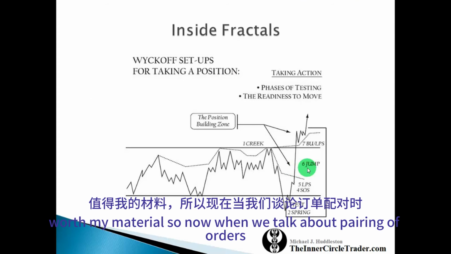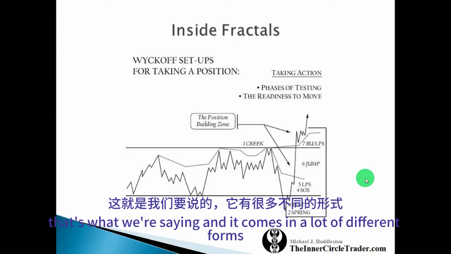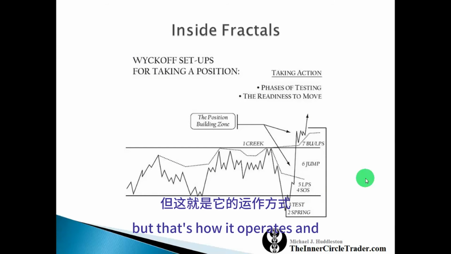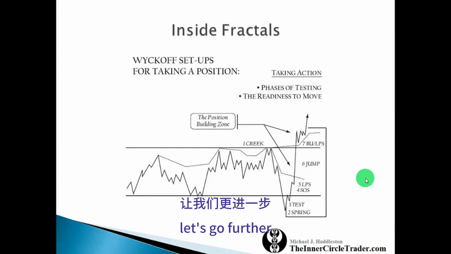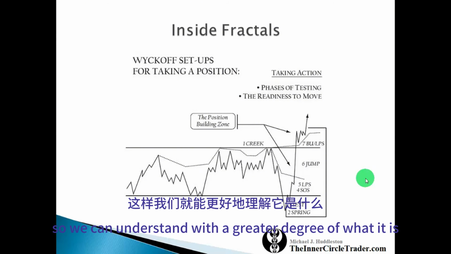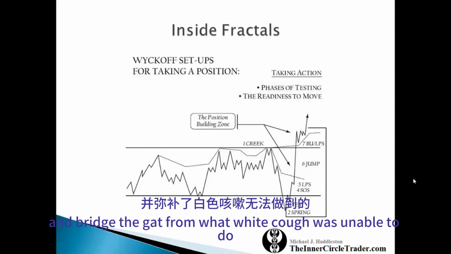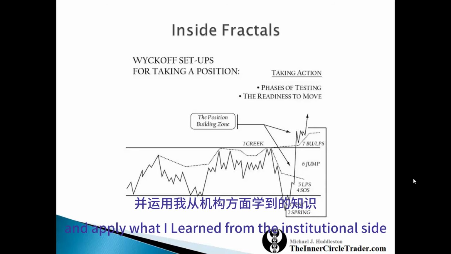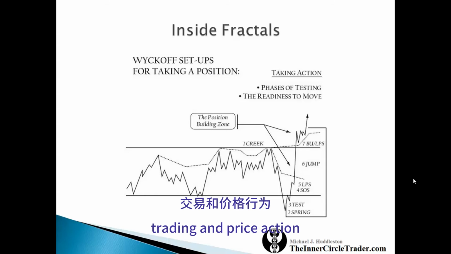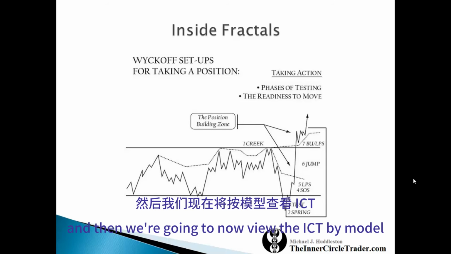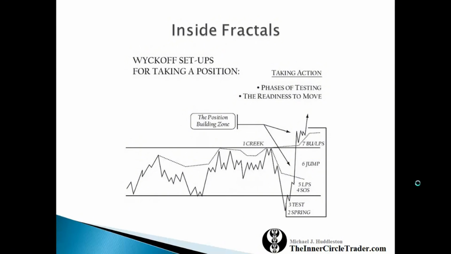So now, when we talk about pairing of orders, that's what we're discussing. That's what we're saying, and it comes in a lot of different forms, but that's how it operates. Let's go further so we can understand with a greater degree of detail what it is that we look for, how it takes place, and bridge the gap from what Wyckoff was unable to do and apply what I learned from the institutional side of trading and price action. And then we're going to view the ICT buy model.